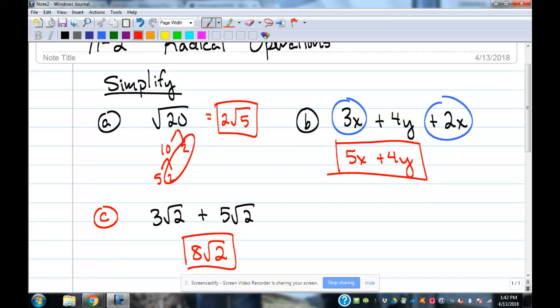What if the numbers under the radical are different? Then you can't put them together. Okay, so it would either stay the same or we might have to simplify to get there. Okay, we're going to have that come up as well.